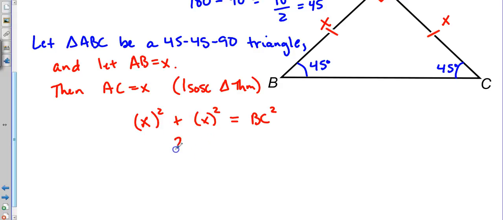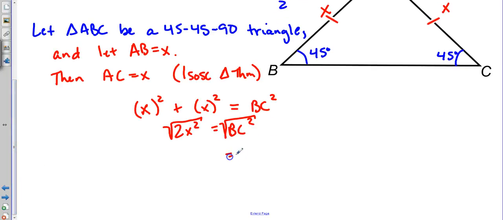Both are x squared terms, so we end up with 2x squared equals BC squared. And what I want to do is isolate BC, so in order to do that, I've got to take the square root of both sides. When I take the square root of both sides, underneath this radical, this is going to simplify to BC, which is my hypotenuse. Over here, we can pull out an x. So we've got x, and then what's left is the square root of 2.